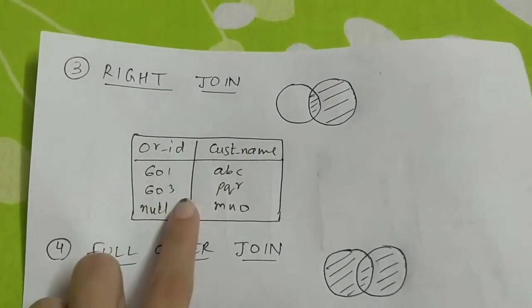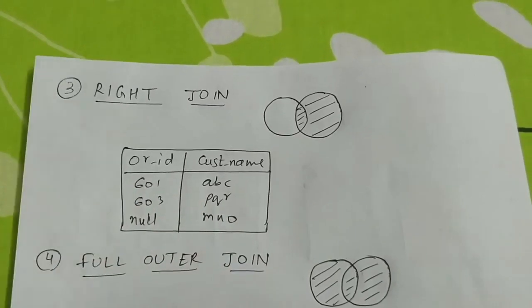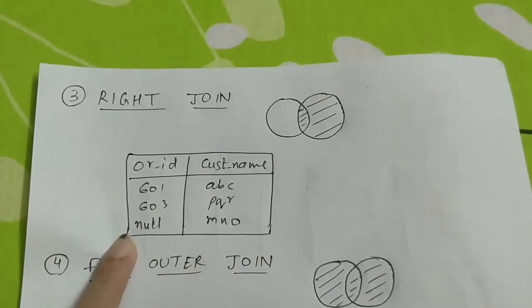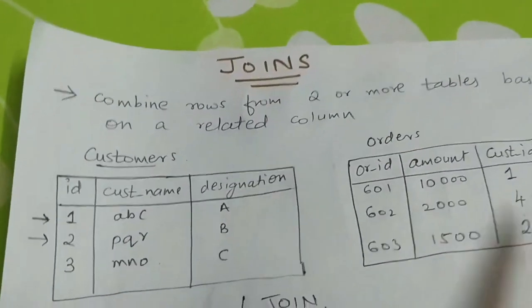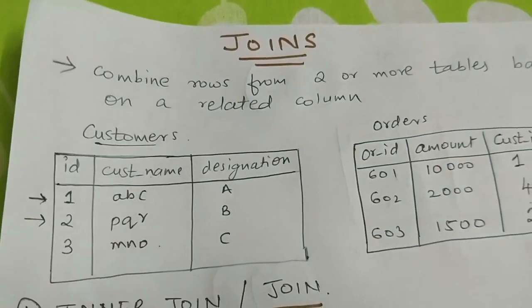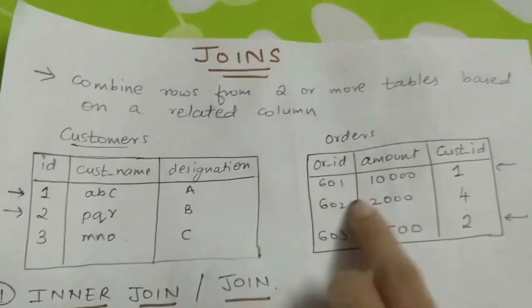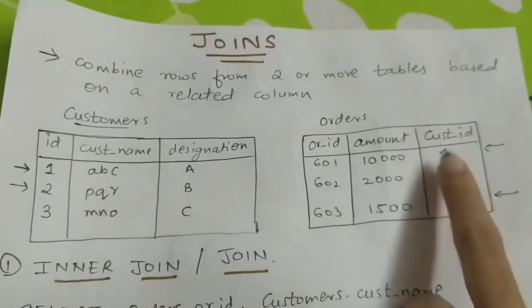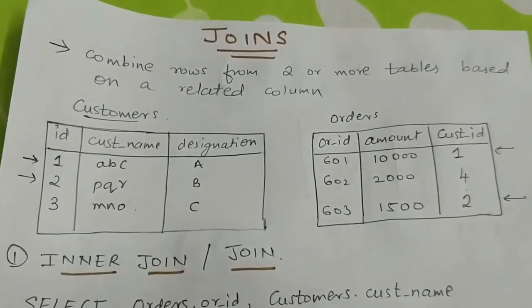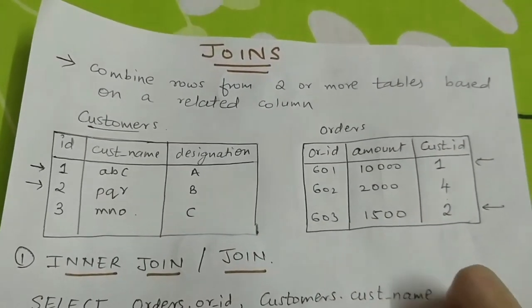So 601, 603 will be printed, and for MNO there is no corresponding order ID, so it will not be printed. See, for MNO the ID is 3. And is there any ID 3 in this table? No. So hence it will not print anything. It does not have a corresponding value. So null will be printed. This is what right join is.